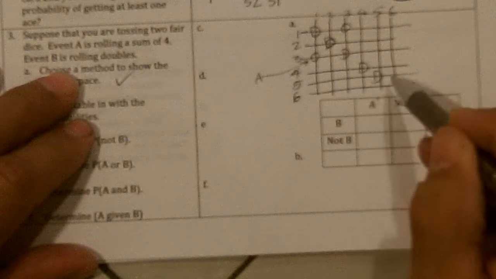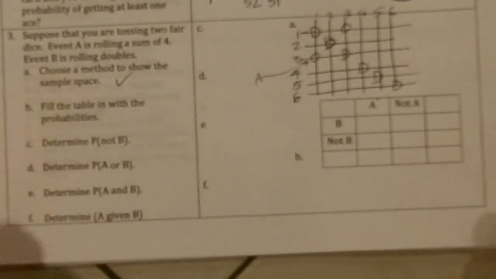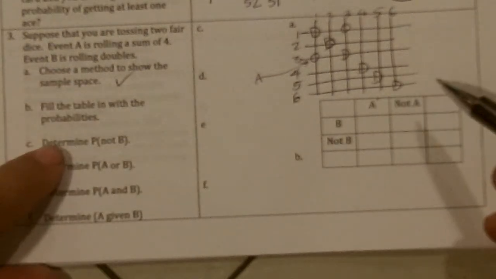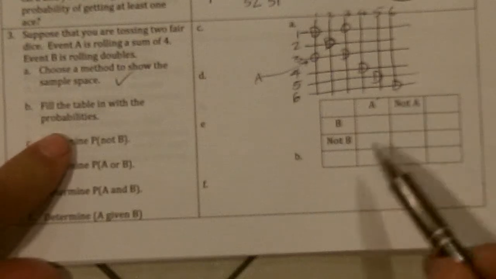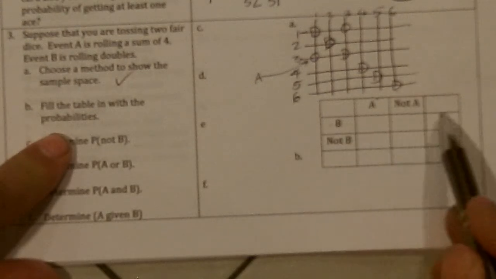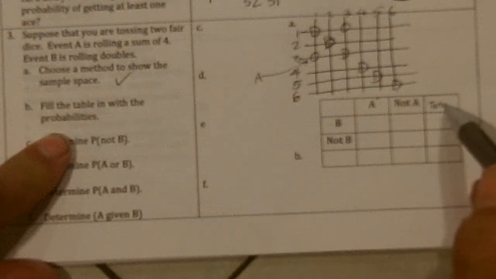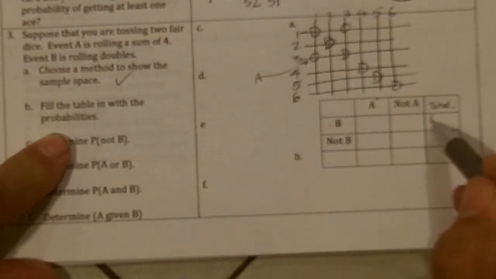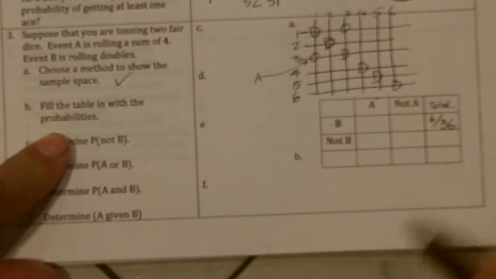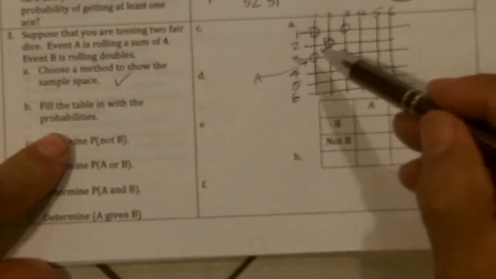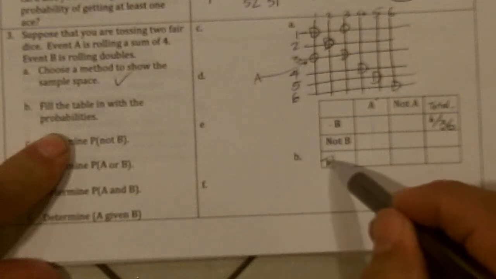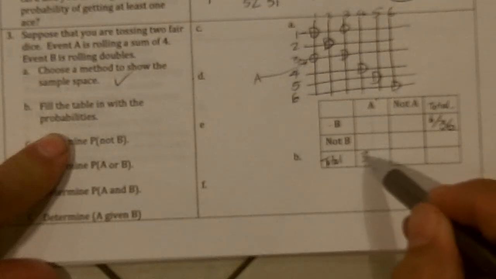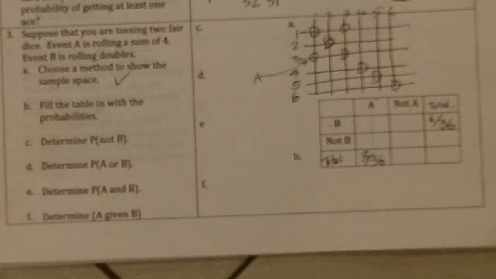4, 4, 5, 5, and 6, 6. So I put some more information on there, and then it says fill in the table. Well, there were 6 doubles, that's B, so I'm going to go to B and go to the totals. And the probability is 6 out of 36. And go back to A, there was 3 of them, so for all of A down here in the total, I'm going to put 3 out of 36.